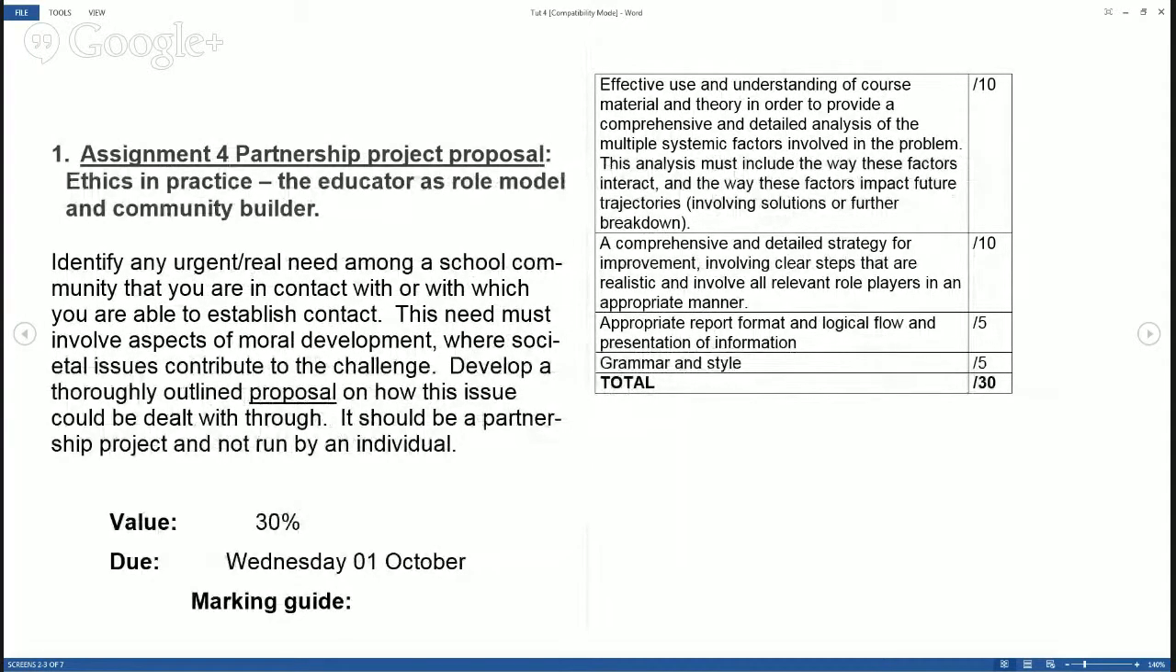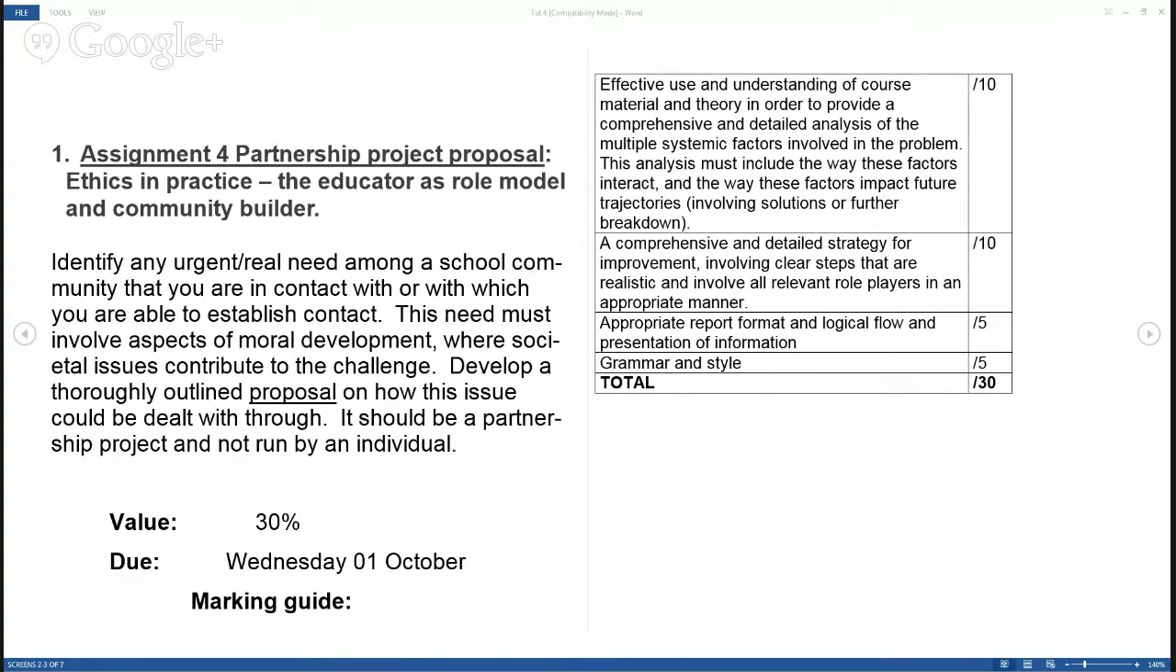So you can see there's the 30 marks that it's worth, and the first 10 marks, effective use and understanding of course material and theory in order to provide a comprehensive and detailed analysis of the multiple systemic factors involved in the problem. And I'll explain what I mean by that as we look through some of the aspects. And this analysis must include the way these factors impact future trajectories involving solutions or further breakdown. We'll come back to this question as we look at some of the past course material we've done.